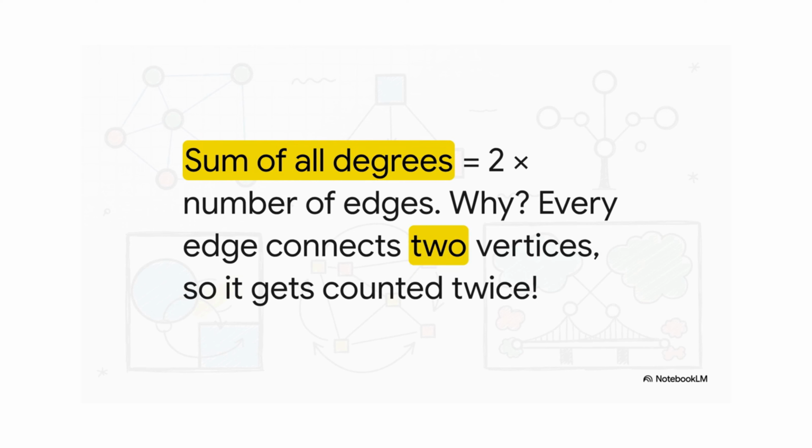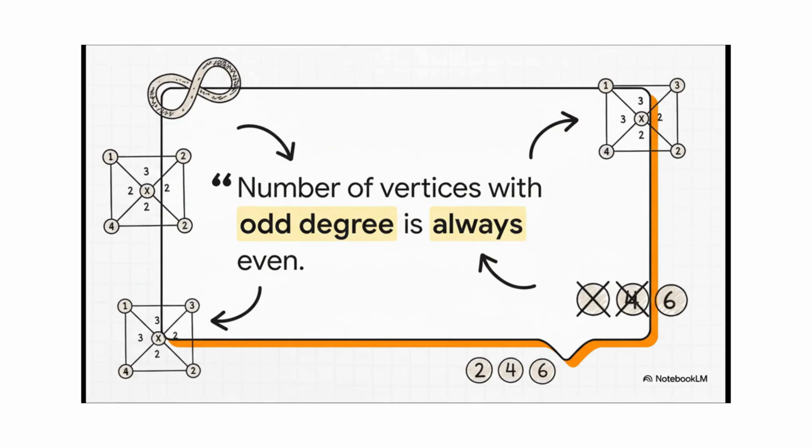And why is that? Well, think about it. Every single edge connects two vertices, right? So when you go around counting the degrees, each edge gets counted twice, once for each of the dots it's connected to. And this leads to a really, really important consequence. Because the total sum of degrees has to be an even number, it's 2 times something after all, it means it's literally impossible to have an odd number of vertices with an odd degree. You can have 0 of them, or 2 or 4, but you can never have 1 or 3 or 5. And let me tell you, this little fact is an absolute secret weapon for solving tons of problems.